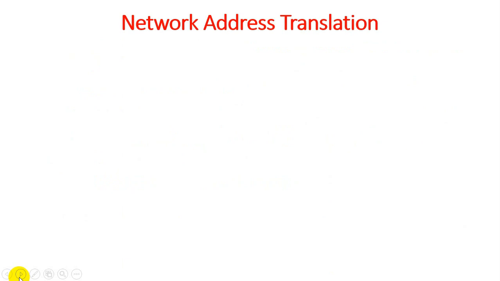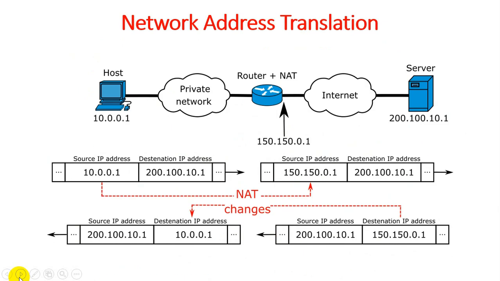Now we see network address translation with figures. First we see host 10.0.0.1. It is a source IP address and it wants to communicate with the destination IP address 200.100.10.1. As you know, 10 is communicating with 200, so it's not a local IP address. So if host 10.0.0.1 communicates with 200.100.10.1, it is outside the network.